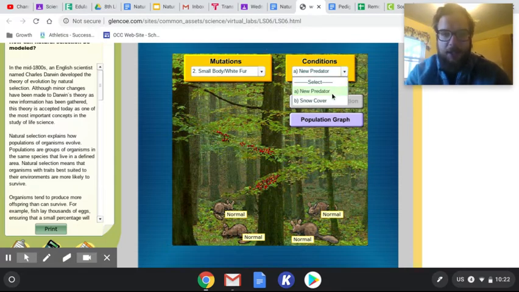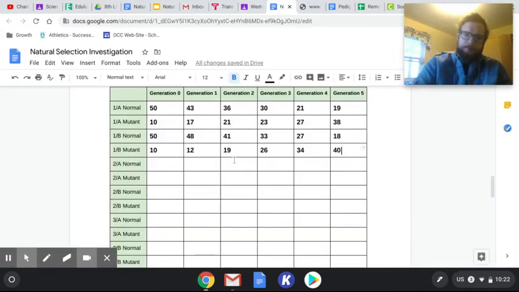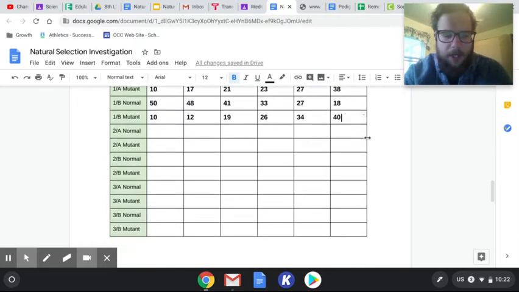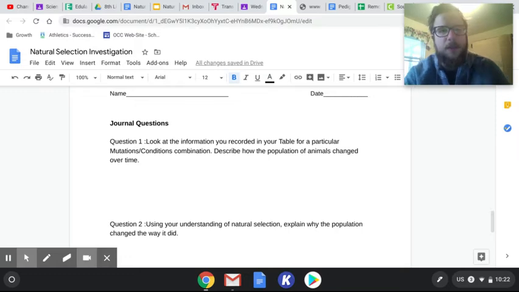But then look at the next condition here. It's going to be snow cover. What do you think is going to happen? Obviously, the white fur mutant is going to have an advantage. So you're going to go through here, fill out the rest of this table in the way that we've been doing it, and then you can see the trends in your table, and then we'll go to the questions.